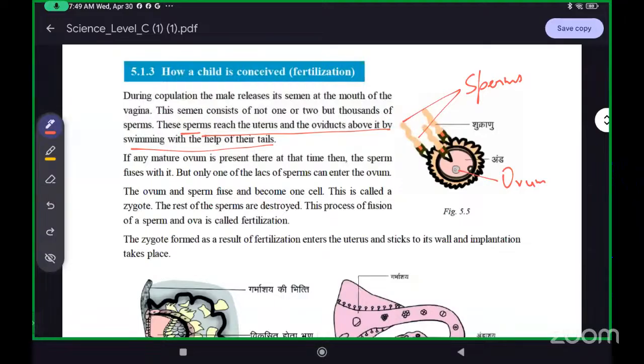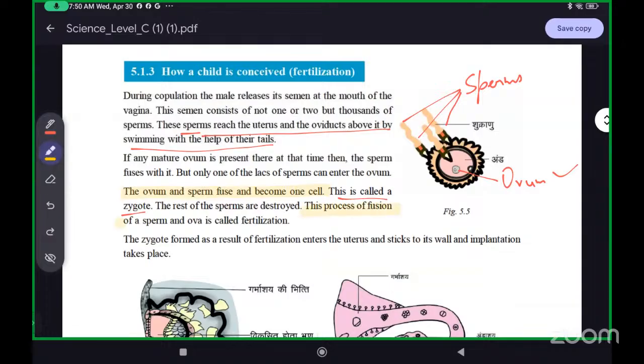So we were talking about these are the sperms, okay, and only one of it goes and fuses with the ovum. The ovum and sperm fuse and become one cell. This is known as a zygote. The cell after fusion is known as a zygote. The rest of the sperms, like we talked about, are destroyed. This process of fusion of sperm and ova is known as fertilization.